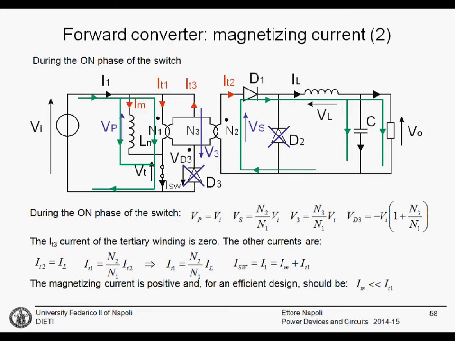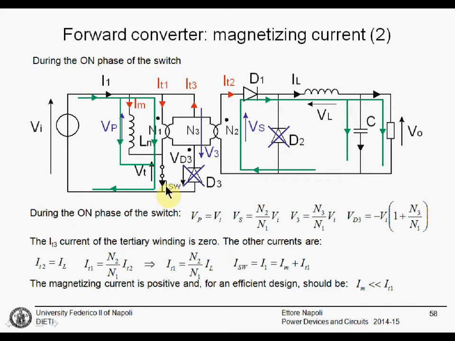Let's start studying what happens during the on phase for the switch. The switch is on. We can imagine that here we have a short circuit. This voltage is then 0. We will consider the switching current, ISW. There will be a current flowing through the primary winding of the transformer. This current is IT1, and also there will be a current flowing into the magnetizing inductance.